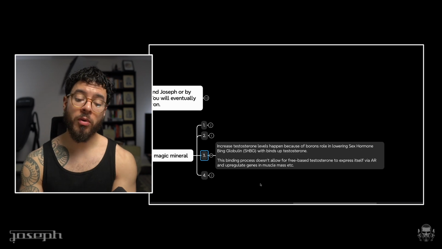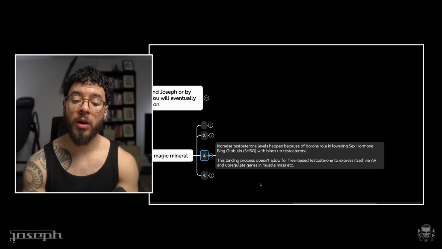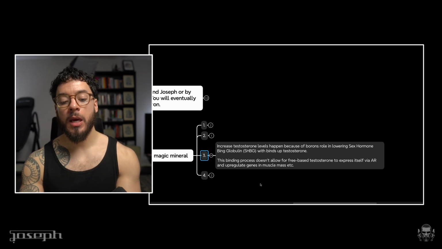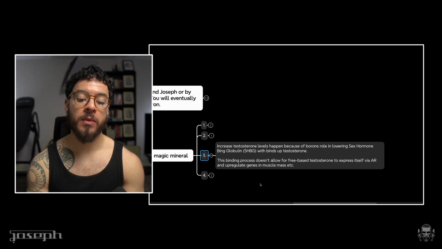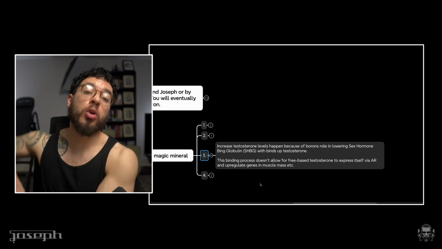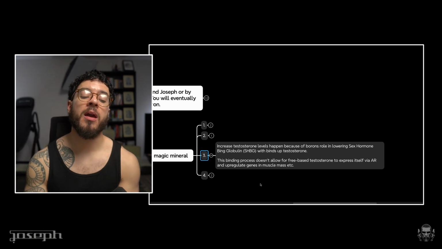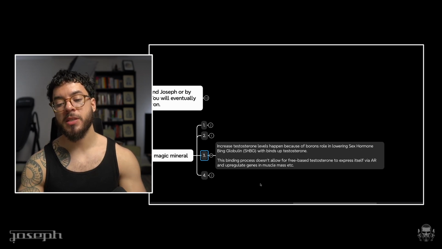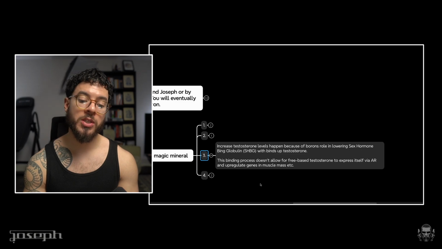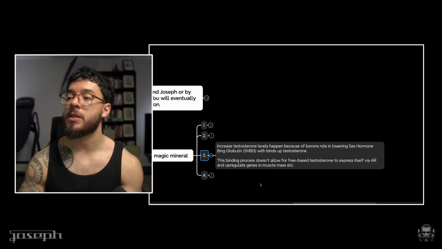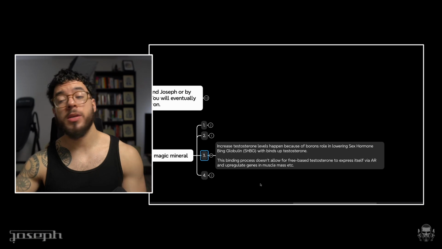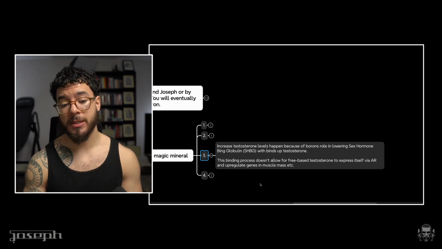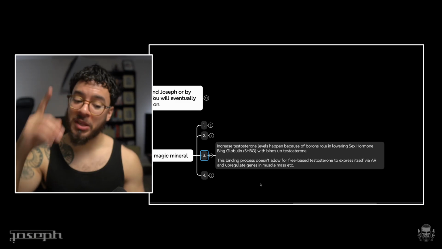And if you want more information on that, please check out the previous video on how I delineate the sensitivity of androgen receptors being a key factor that you need to be optimizing, not just optimizing testosterone but also optimizing AR sensitivity. So the binding process doesn't allow for free-based testosterone to express itself via AR and upregulate genes in muscle mass, bone density. It could be deeper voice, it could be hair, it could be all those elements that are associated with heightened masculine characteristics. So another point for boron here.